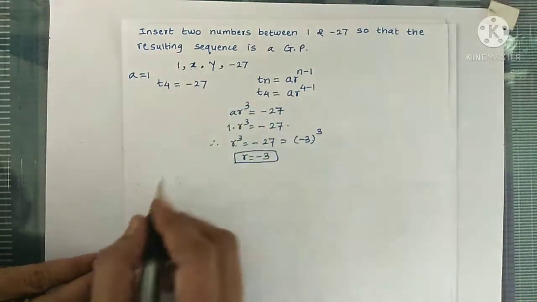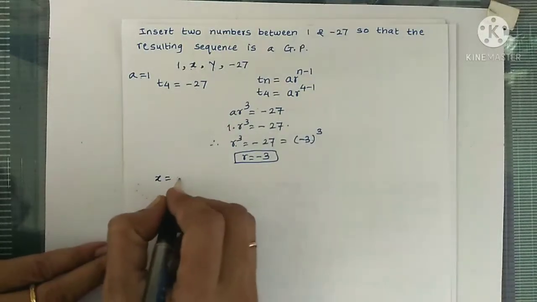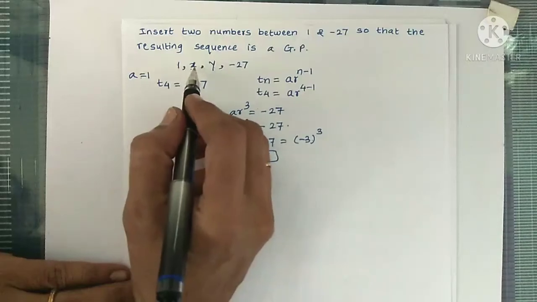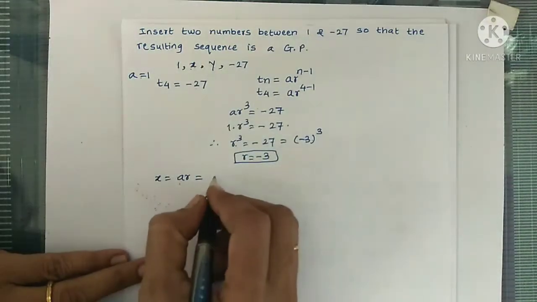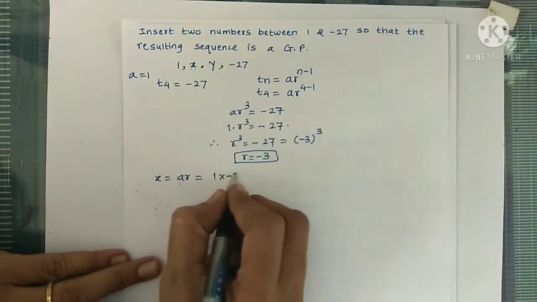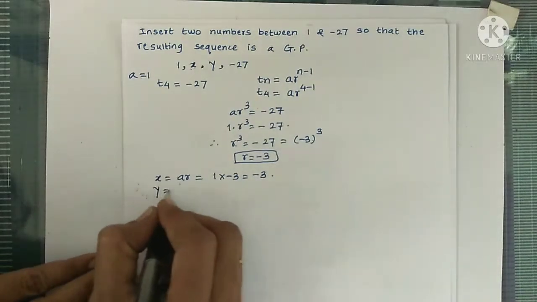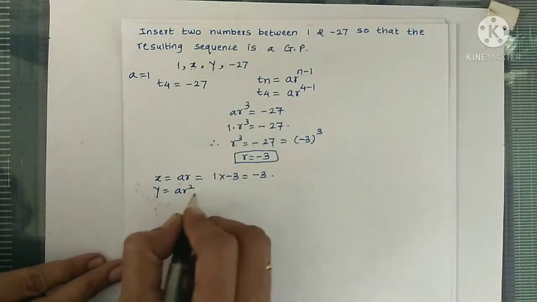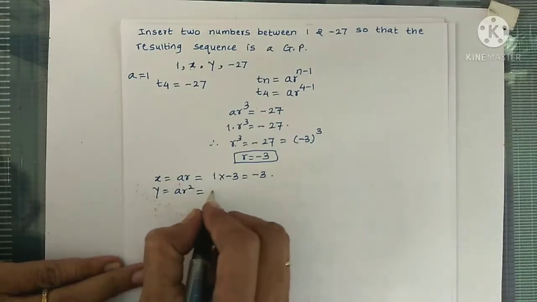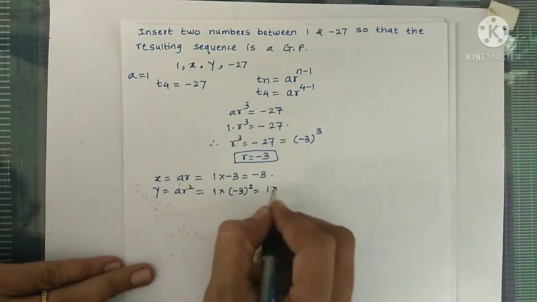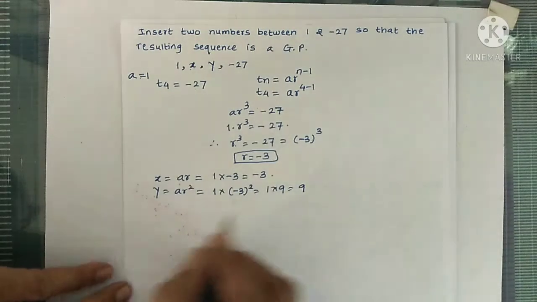Now this x is the second term. So it is a into r. First is a, then multiplying by r we get the next one, which is ar. So now a is 1 and r is -3. So this value is -3. And for the next one we again multiply by r. So this becomes ar square, which is 1 into (-3) square. That is 1 into 9 equals 9.